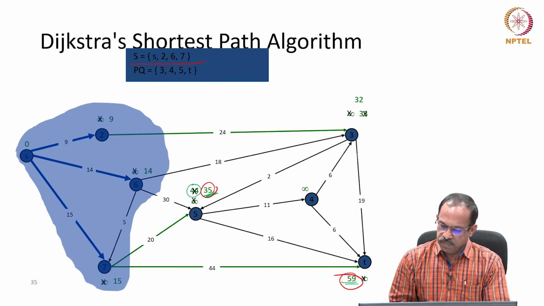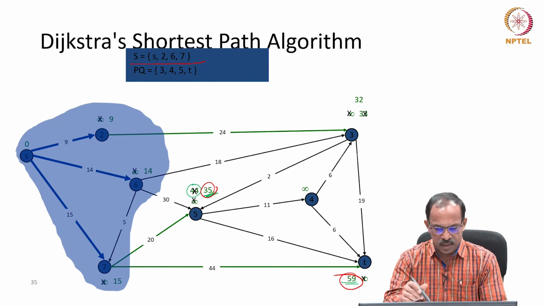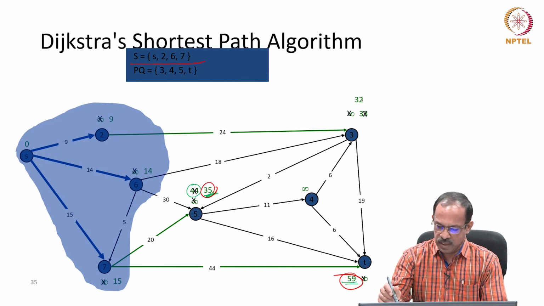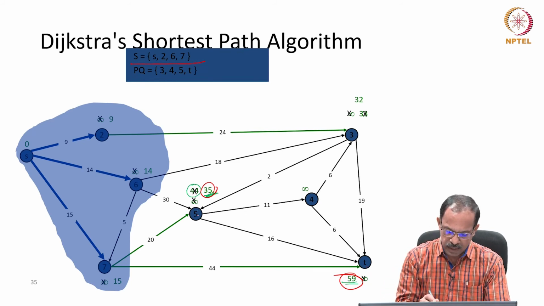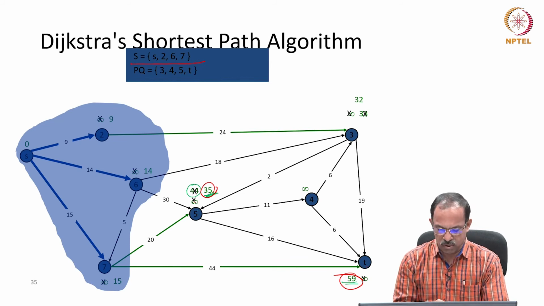Okay, and then it is already 32 here. So, this one there is no root from here. So, it will not update this. The next one, it will now look at which one is the smallest one.